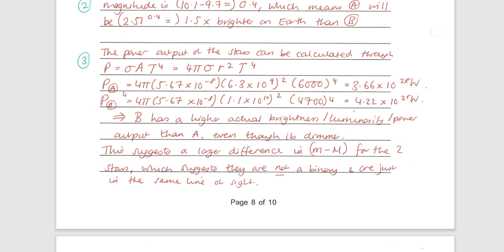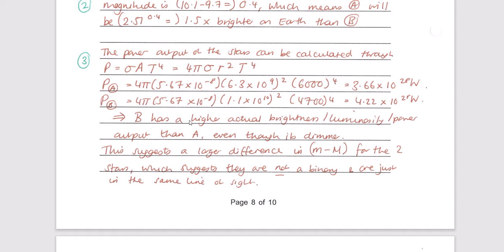So I'm going to work that out for both A and B. 4 pi sigma are both the same, but then I've got r squared, so for A and for B, and then the temperature to the 4. And we see that A has a power or a luminosity of 3.66 times 10 to the 28, whereas B has a luminosity or power of 4.22 times 10 to the 28. So B is actually brighter or more powerful than A because it has a higher luminosity, even though it's dimmer.